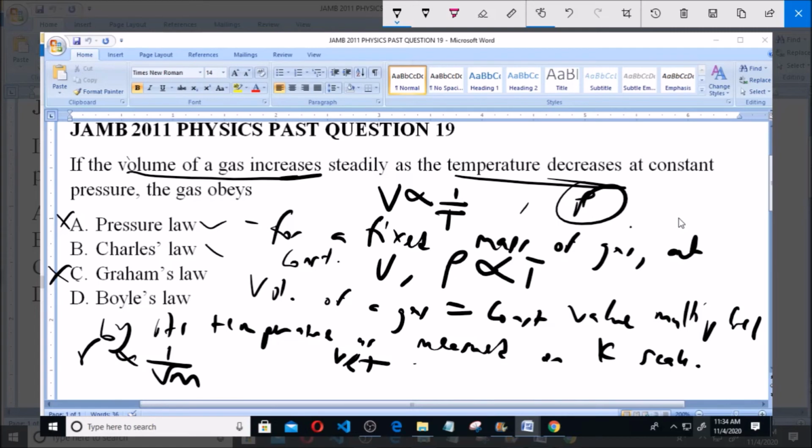And lastly, Boyle's law, which has to do with pressure and volume, states that the pressure of a gas is inversely proportional to its volume, provided that temperature remains constant. So from what we've seen here, the one that has to do with volume and temperature is Charles law, and Charles law is option B, which is the correct answer to this question.